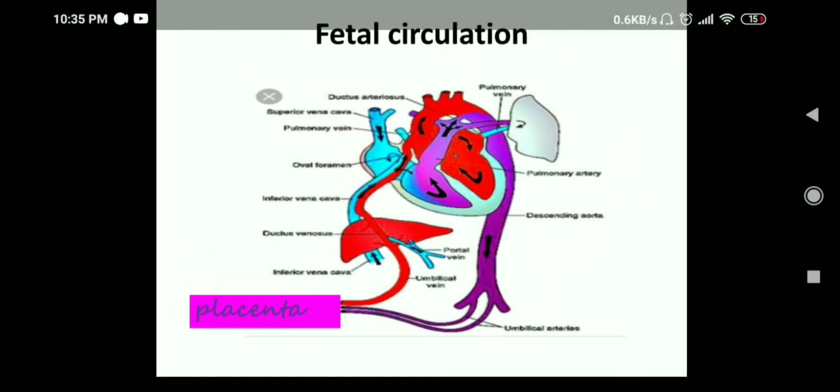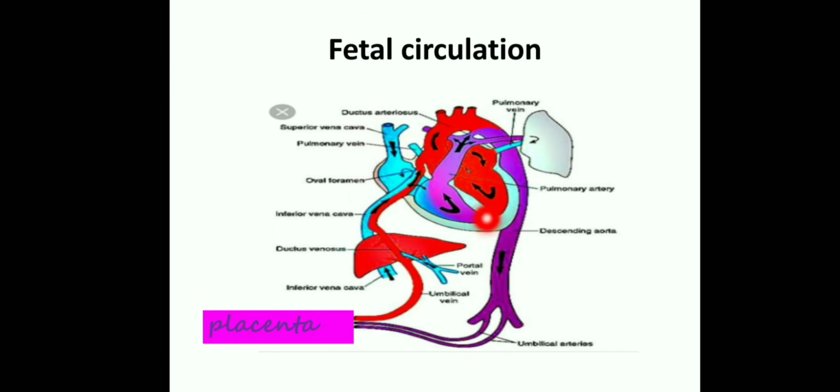This is about the fetal circulation. The fetus has fetal circulation. In that, what are the main points? First one is the ductus venosus. Here 80% saturated oxygenated blood enters the ductus venosus.